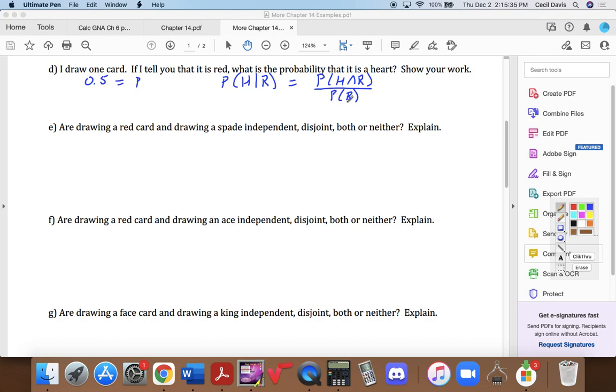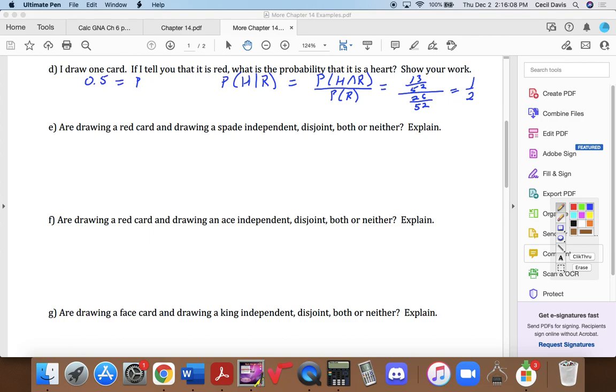All right, so what's the probability that it's a heart and it's red? 13 out of 52. Yep. 13 out of 52, divided by, what's the probability that it's red? One half. 26 over 52. It's actually easier if you do it that way because then the 52s cancel and you get 13 over 26, which is 0.5, one half or 0.5.